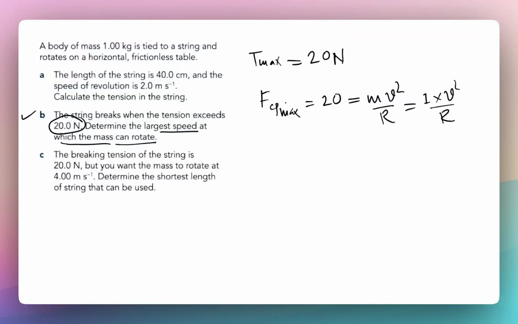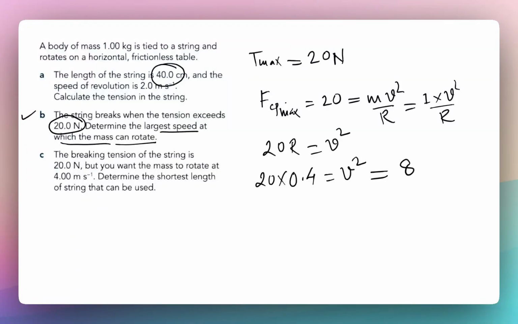R we now know is given to be 0.4 meters, right? So using that, we can now calculate the V max. So that is going to be 20R is equal to V square. It's going to be 20 into R is 0.4, V square. So with that, we can calculate the value of V square, which is 20 multiplied by 0.4, and that's going to be 8. So my V is going to be square root of 8 meter per second.